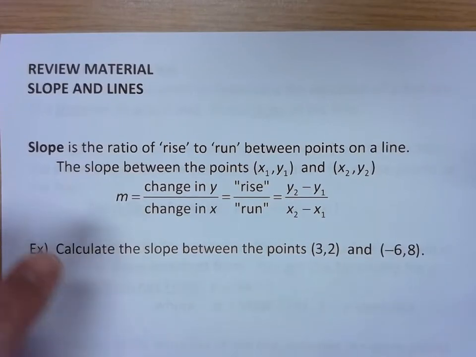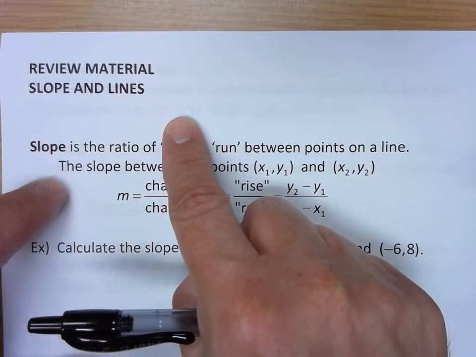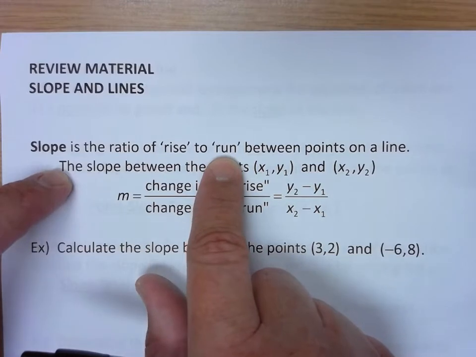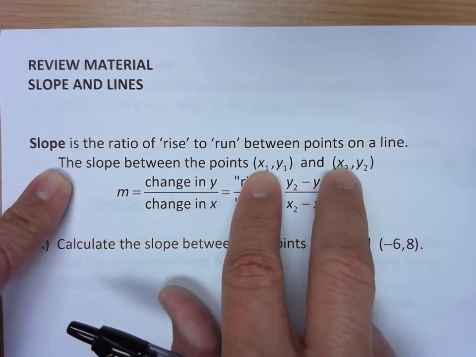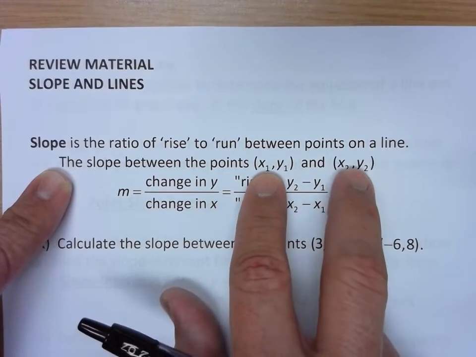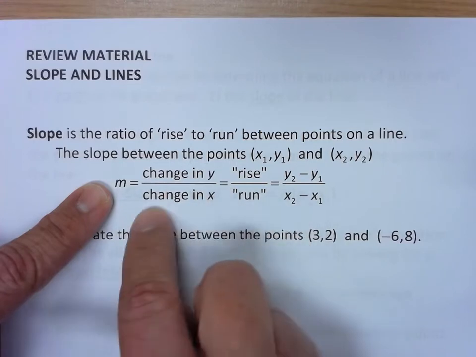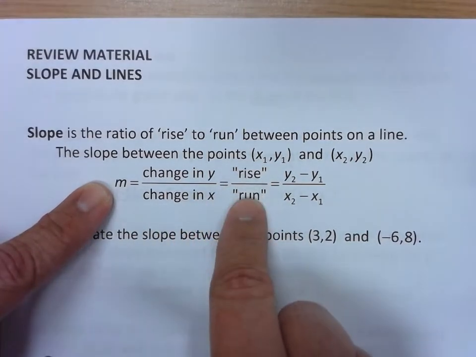One more topic for review is slope and lines. Anytime you deal with lines, you're going to have to deal with the notion of slope, which is the ratio of rise to run between any 2 points on a line. So if you have two generic points, x1, y1, x2, y2, the slope between these points is calculated as the change in y over the change in x, or, more commonly called, rise over run.